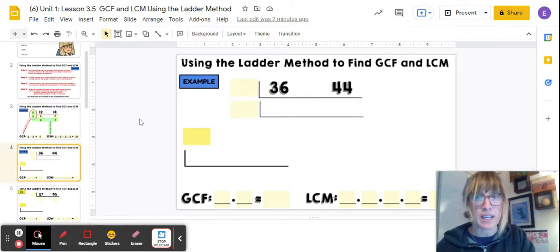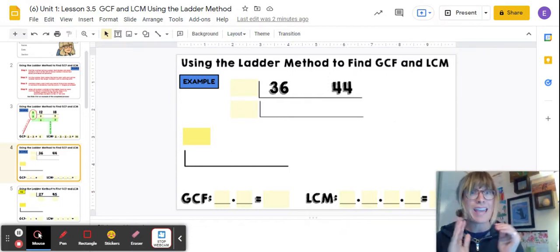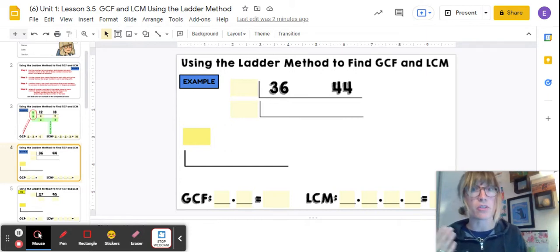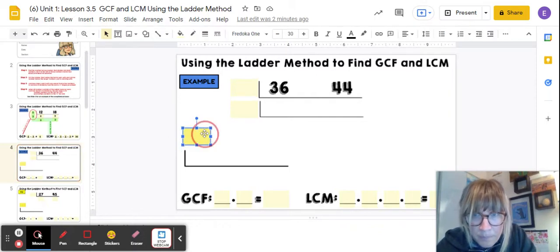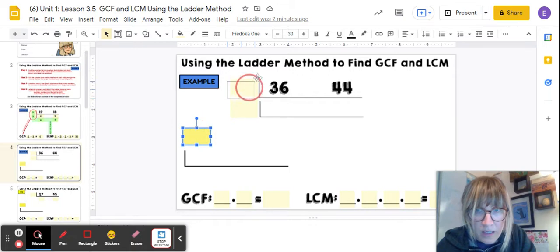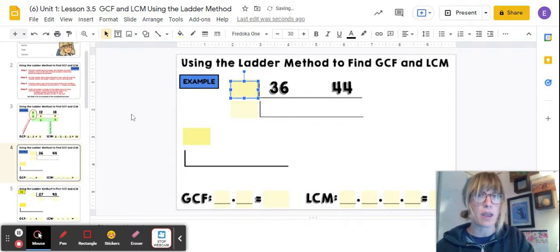So we want to find the GCF, the greatest common factor, right? Factors go low-de, low-de, low. And we want to find the least common multiple of these numbers, 36 and 44. So what we're going to do is use these little draggy things here. It's like a little sticky note. And so I'm going to just drag a little sticky note up.